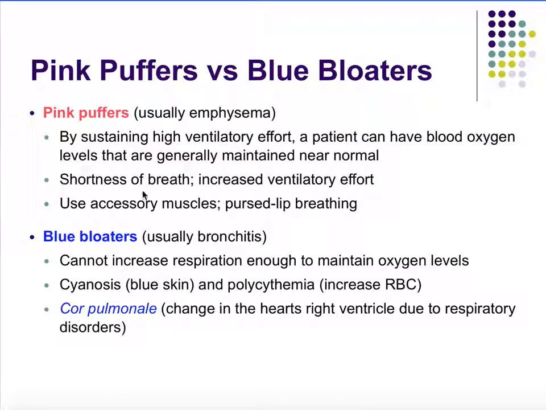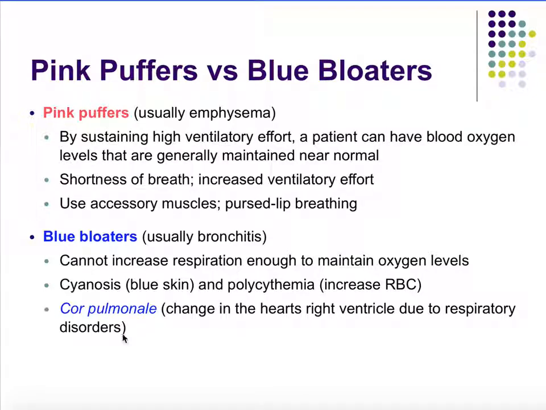You'll see shortness of breath, again, increased effort to breathe, use of accessory muscles, and that pursed lip breathing. Blue bloaters are usually people with bronchitis, and they cannot increase their respiration enough to maintain oxygen levels, which is why they are cyanotic. You'll also see polycythemia, and we talked about how the cyanosis is related to that.